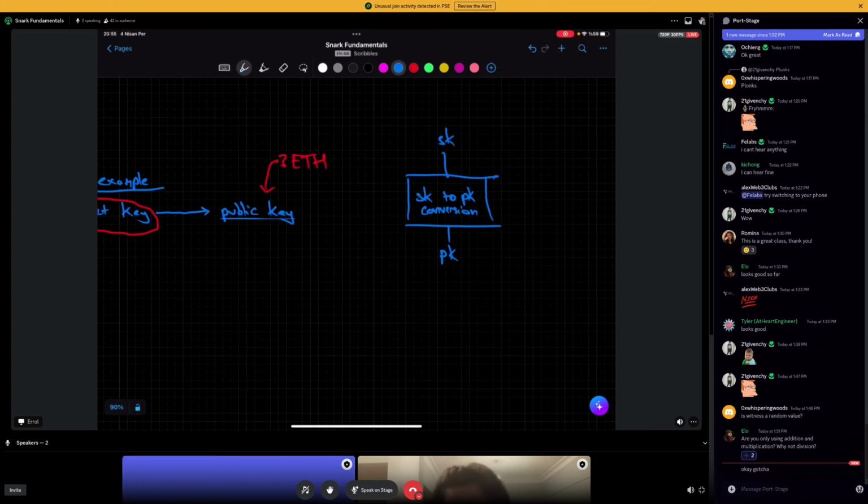Sorry, not gate. Circuit. In the same way that binary circuits can do everything that your computer can do, just ones and zeros and AND gates and NAND gates, we can make this conversion from a secret key to a public key using addition and multiplication and numbers between 0 and Q.